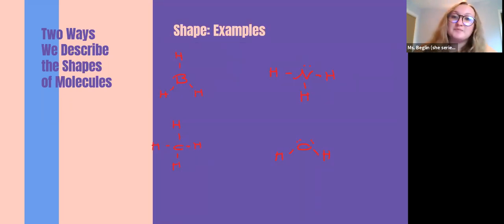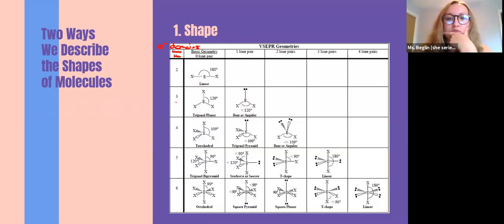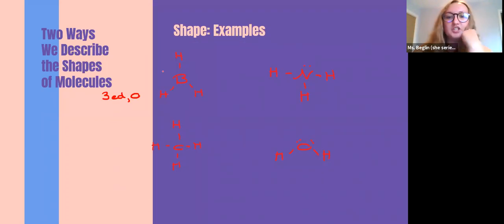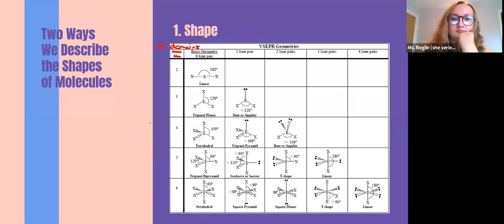Let's look at some examples. Okay, boron trihydride. I have 3 electron domains and 0 lone pairs. 3 electron domains, 0 lone pairs. My geometry is trigonal planar. Methane. I have 4 electron domains and 0 lone pairs. My shape is tetrahedral.